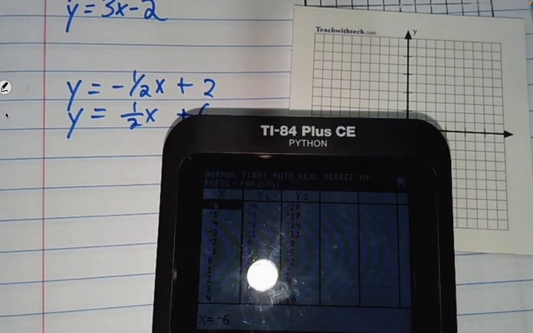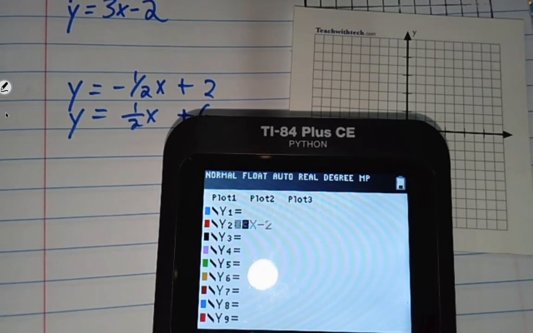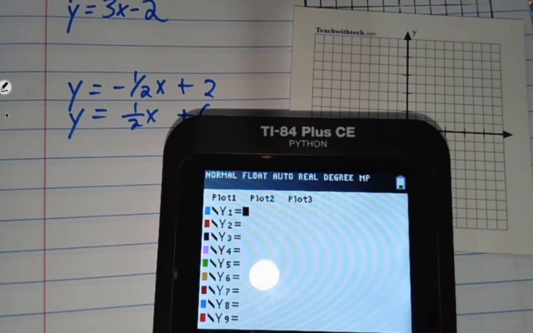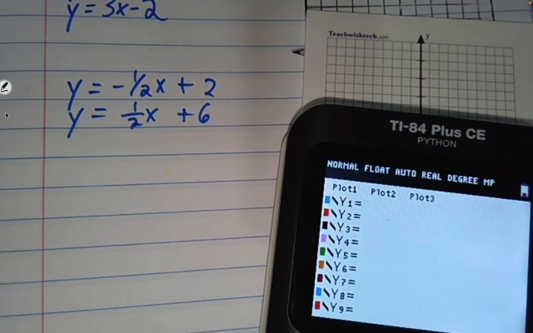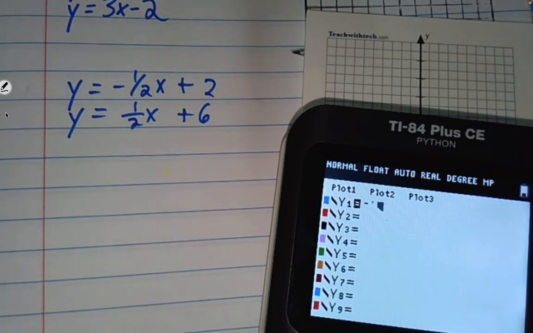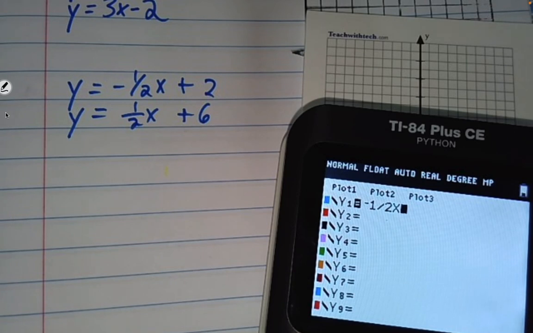So if you have your calculator, press y equals and clear them out. And then you're going to type in -1/2 x plus 2. Is everybody okay with that? And it's not a minus sign. If it's a negative, don't put a minus sign. Put the negative sign. It's down there at the bottom.